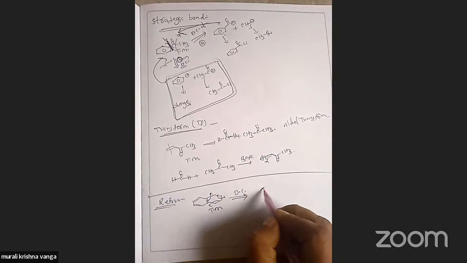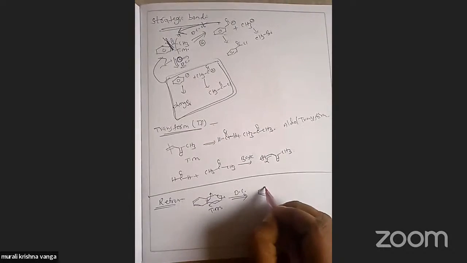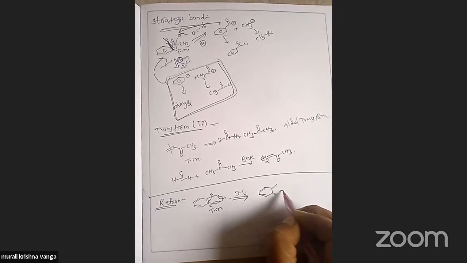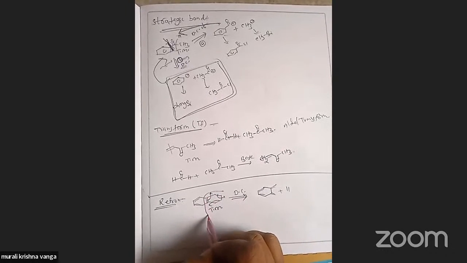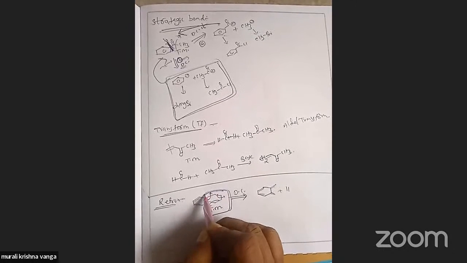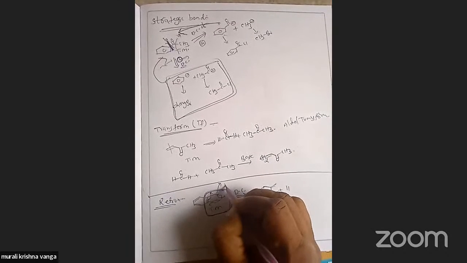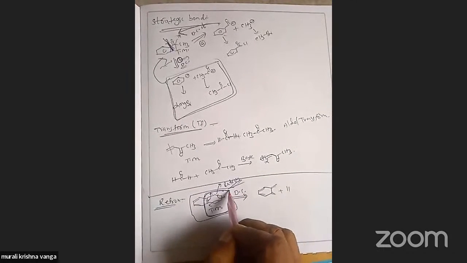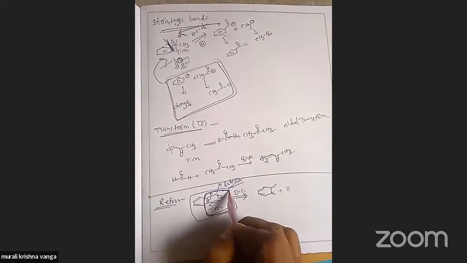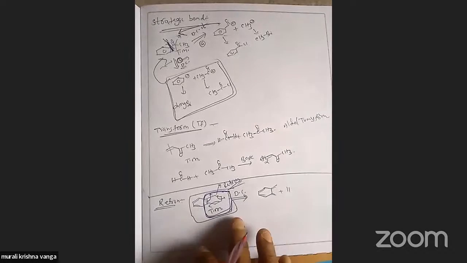In this target molecule, the disconnection takes place at this spot only. Disconnection takes place only at this position, and therefore this position is called the retron. In this whole molecule, only this subunit undergoes disconnection. Therefore, this subunit is called the retron.